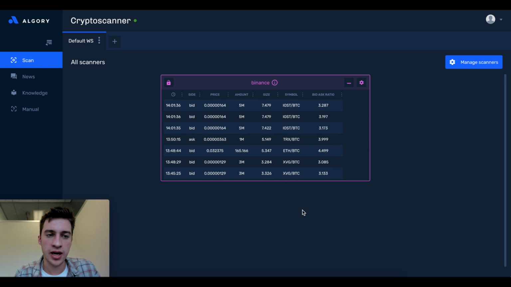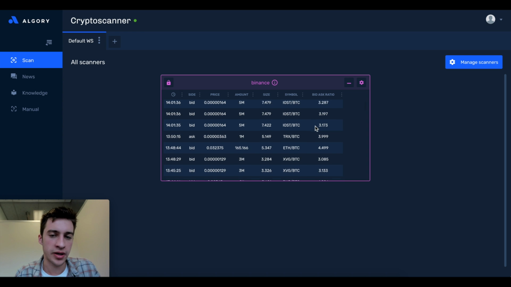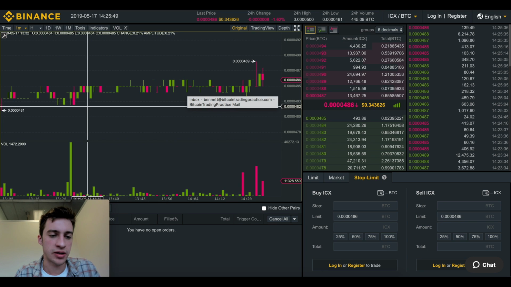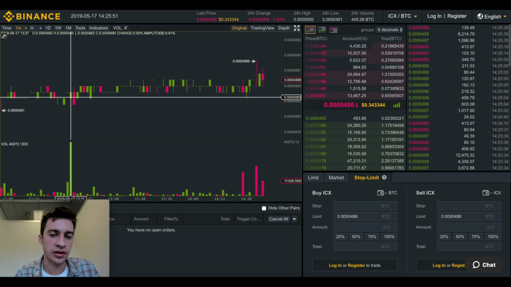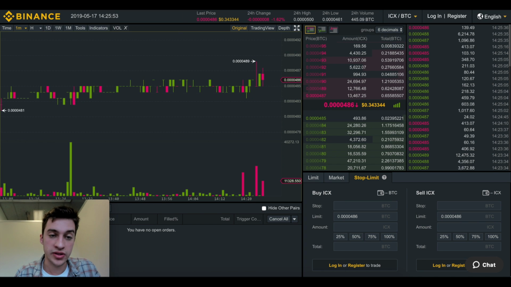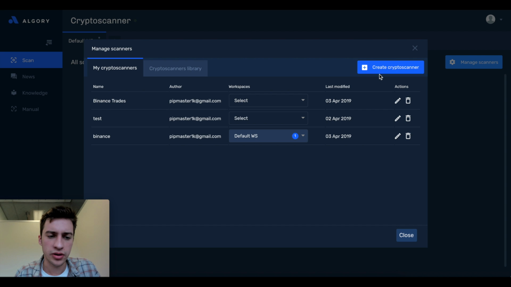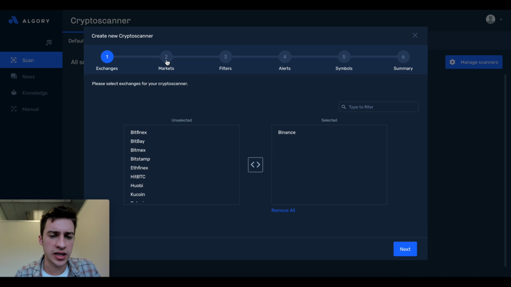Now, let's say I wanted to create a new scanner. I'm saying, okay, so this is great for showing me these order depth imbalances. And hey, I could have captured ICX BTC and bought it at that 483 that was indicated as a good buy because there was that order depth imbalance. Well, instead of looking at order depth, let's take a look at another. So manage scanners. I think we can create Cryptoscanner, right? Yeah, sweet. Okay, so Binance markets. Let's just look at BTC.